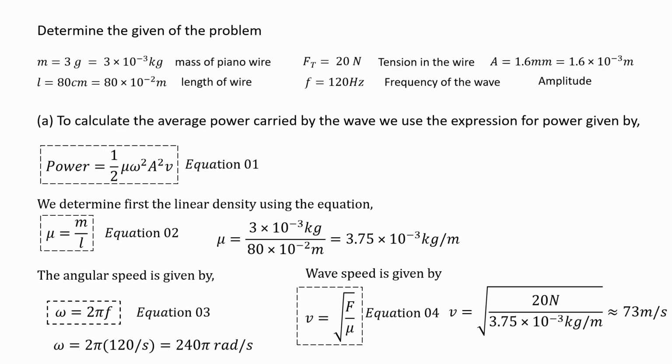First we determine the given values based on the problem. We have the mass of the piano wire, the length of the wire, the tension of the wire, the frequency of the wave, and the amplitude.